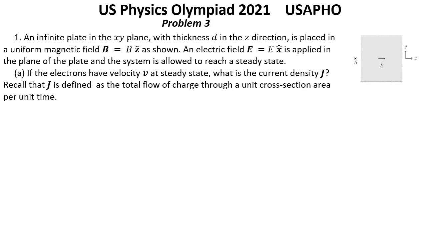Solution. If there are nv electrons per unit volume and they have a velocity v at a steady state, then nv multiplied by v will be the number of electrons crossing unit cross-sectional area per unit time, and the current density is given by nv QE multiplied by v. That was the solution for question A.